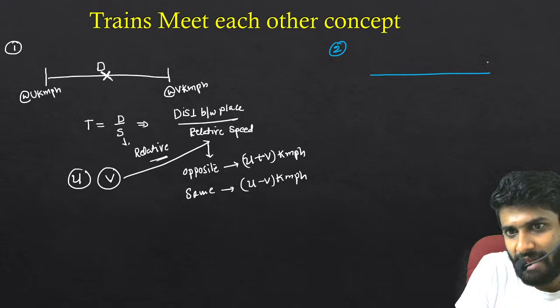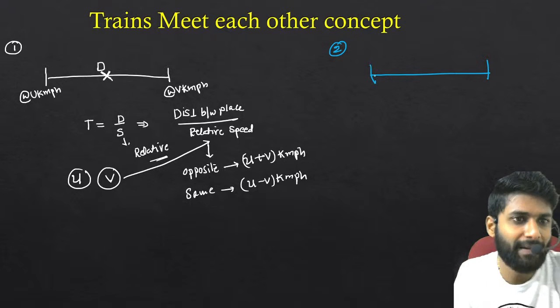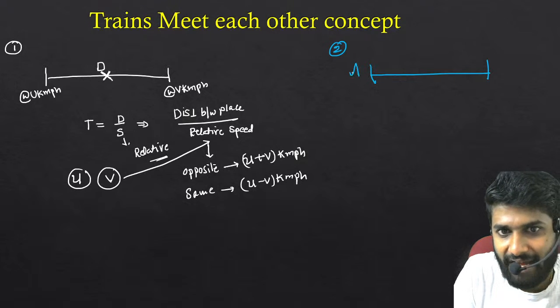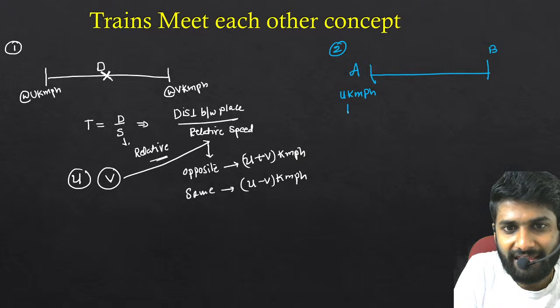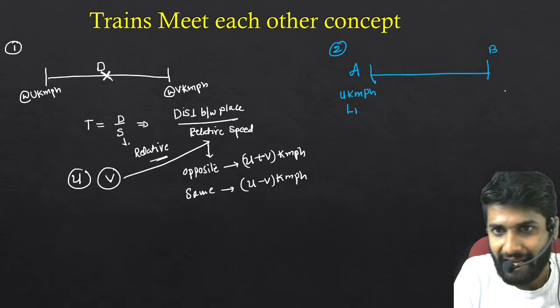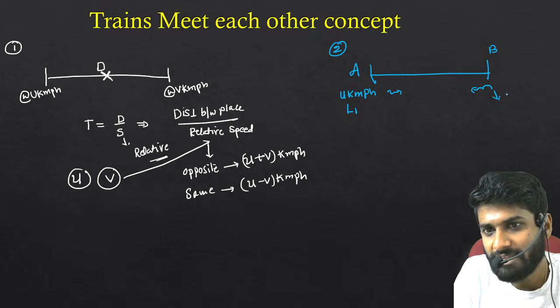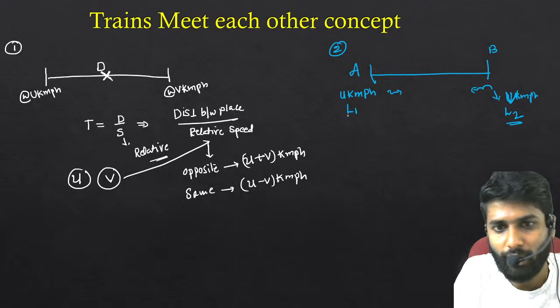In this concept, they do not mention any particular distance. They mention a train traveling from A to B with a speed of u kilometer per hour, having length of the train L1. Another train is moving from B to A with a speed of V kilometer per hour and length of the train equal to L2.